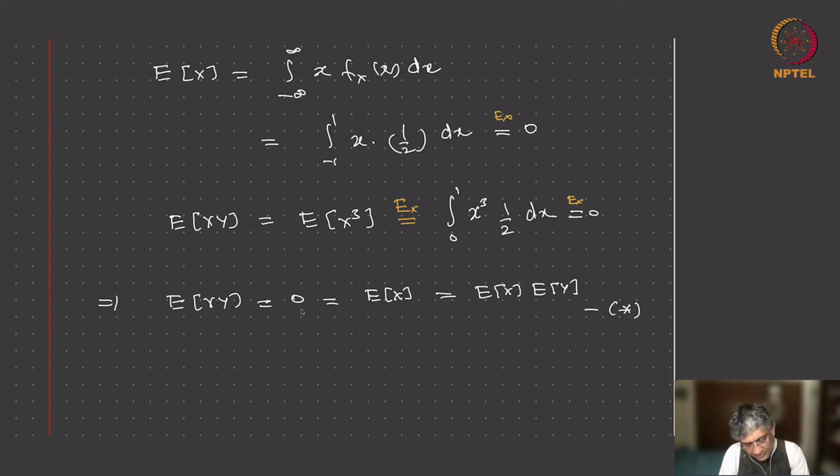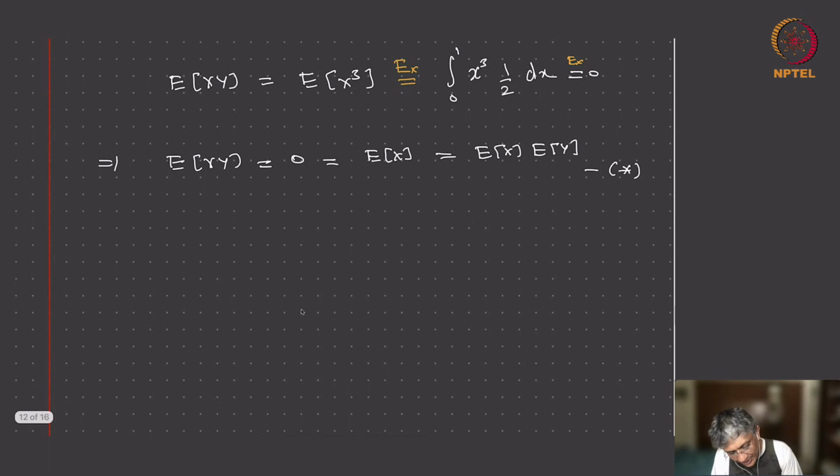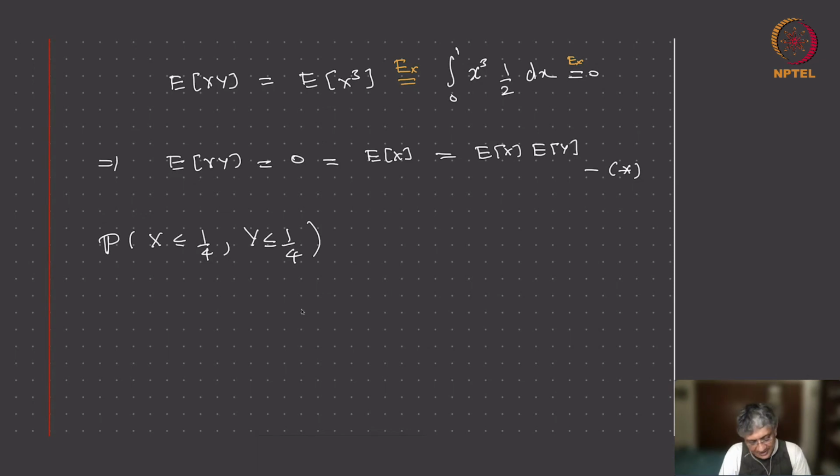Right? So star holds, but clearly X and Y are not independent, because why? Look at the chance, let's say, a simple one: the chance that X is less than a quarter and Y is less than a quarter, right? What does this mean? If you look at it carefully, it's the same as the chance that X is less than a quarter and X squared is less than a quarter.